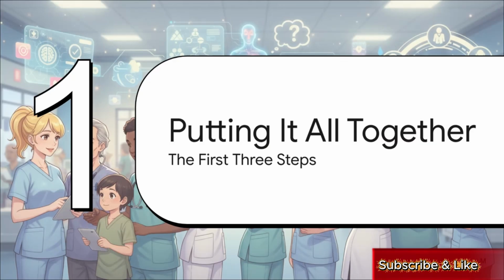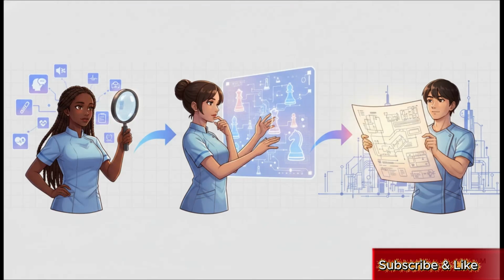All right, let's do a quick recap and pull these first 3 steps together. You can really see how it all flows, right? You start as the detective during assessment, gathering all your subjective and objective data. Then you put on your strategist hat for the diagnosis, figuring out and prioritizing the problems. And finally, you become the architect during the planning phase, designing that smart action plan. See how each step just builds right on top of the one before it?